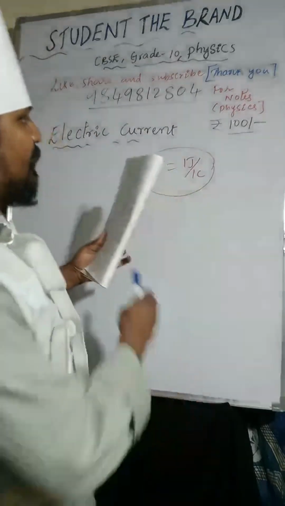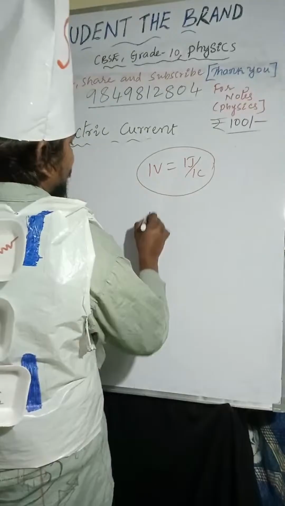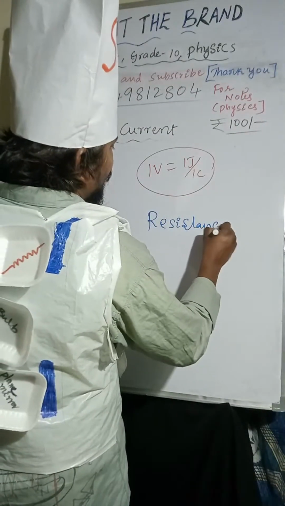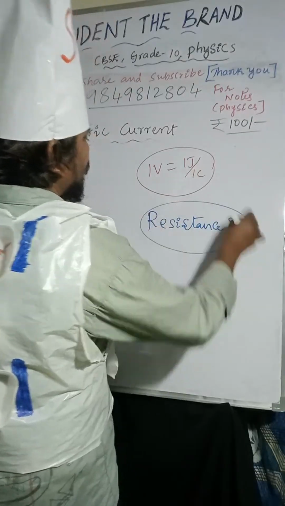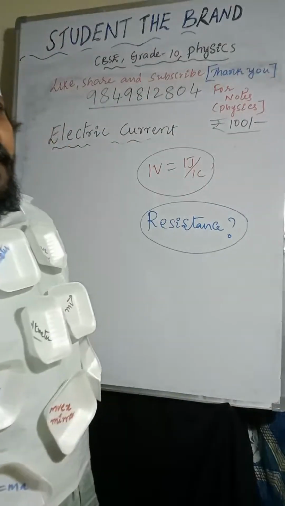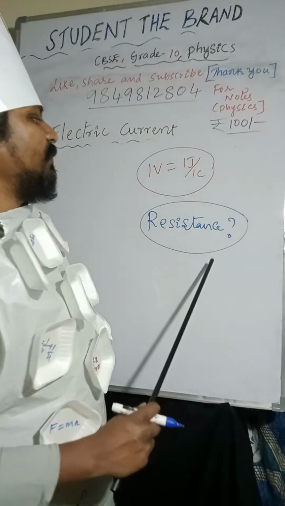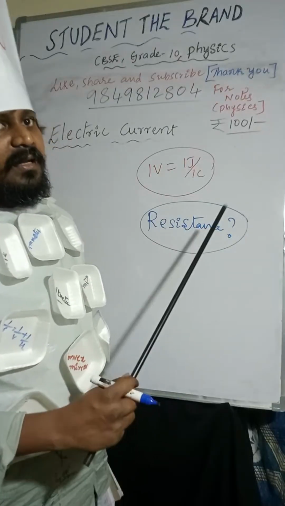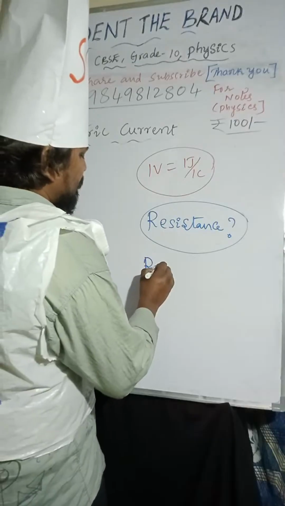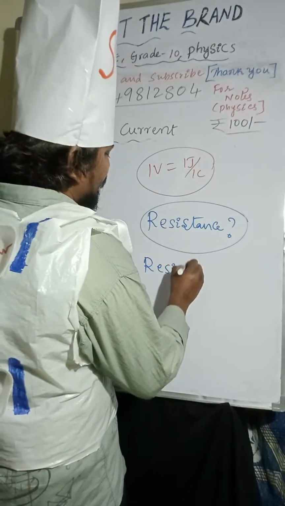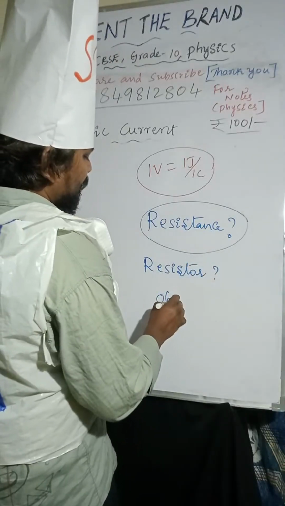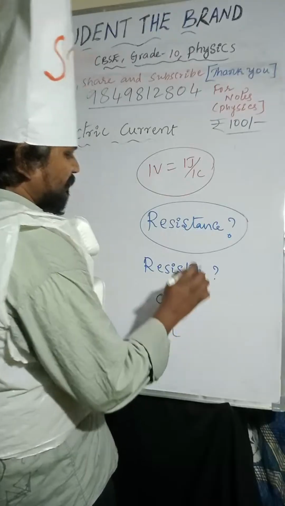So what is meant by resistance of the conductor? Can anyone say what is the resistance? Resistance is nothing but the phenomenon of opposing the electric current. A resistor is a device which is used to oppose the electric current. And the SI unit of resistance is ohm.